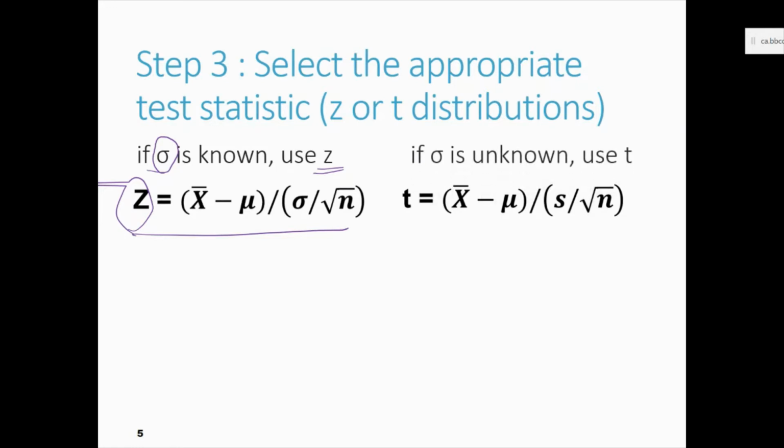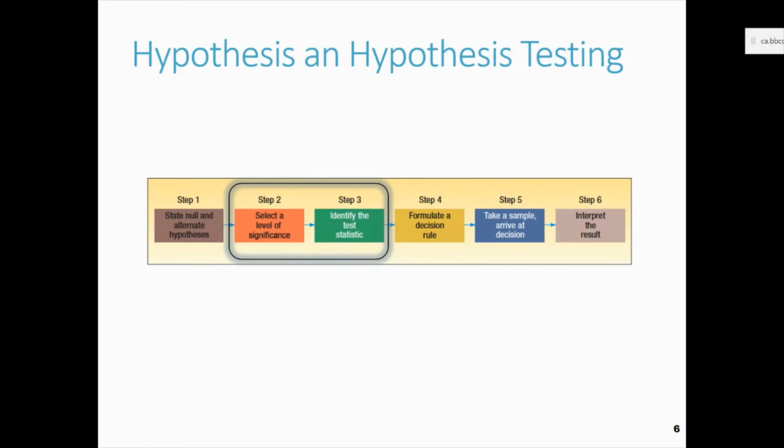Now, if you do not have the standard deviation of the population, then what you will have is the standard deviation of the sample. If you have the standard deviation of your sample, then you need to use the T distribution, or the T table. And for step 4, you will look at the critical value from the T table, and in step 5, you will use this formula. And that's how you set up step 2 and step 3 for hypothesis testing.